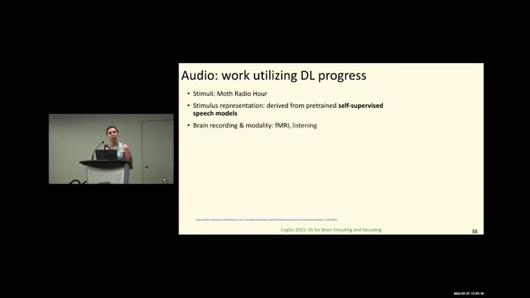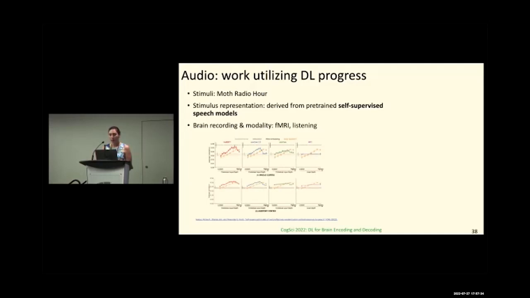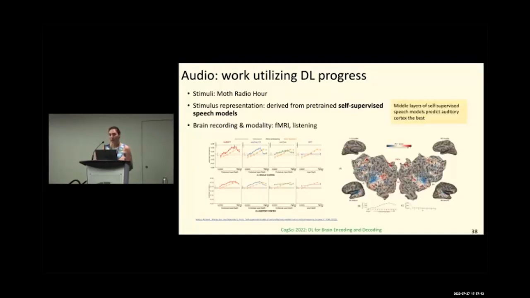So the previous work was with a network that's task optimized to do a classification for speech and music, and these are completely self-supervised. So they learn by predicting what speech sequence should have occurred in some context. And so the authors here evaluate four different self-supervised models. And what they show is that you can still predict the brain activity in many different language areas in the brain quite well with these self-supervised models. And they also show the middle layers of the self-supervised models predicting the auditory cortices the best as well.